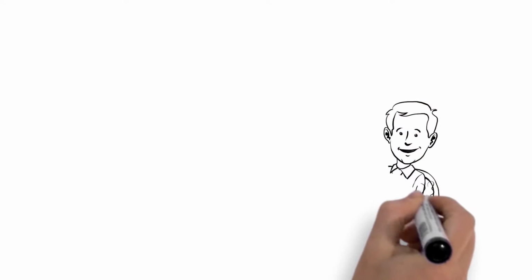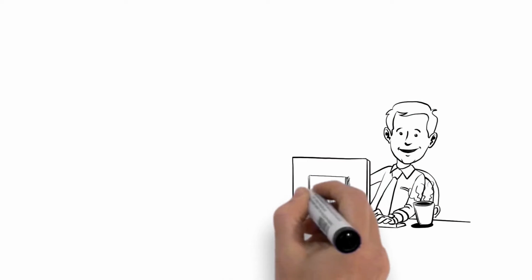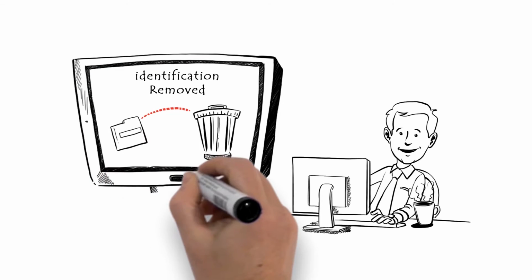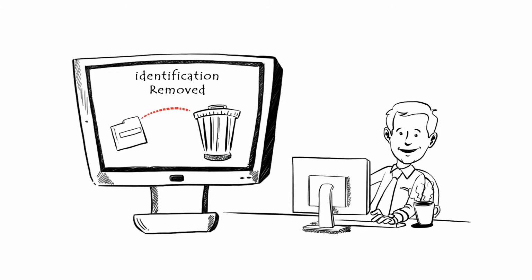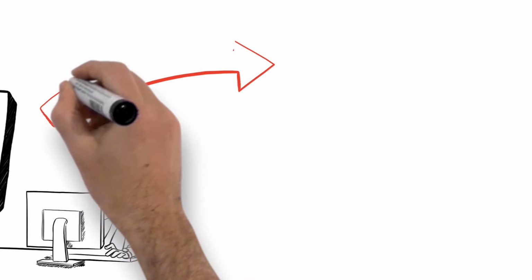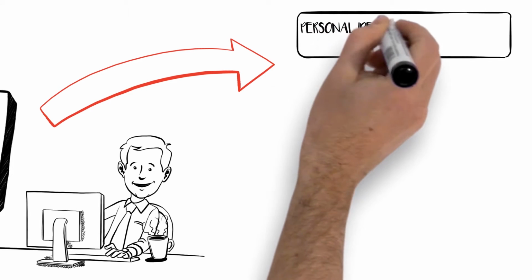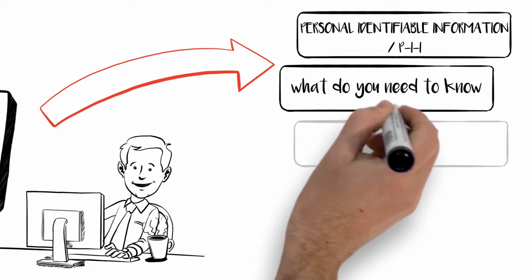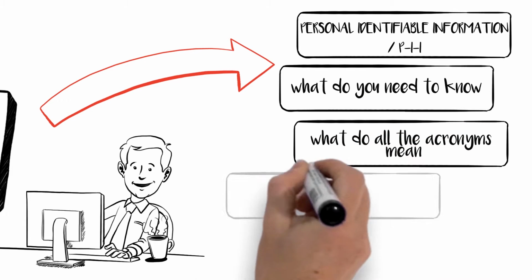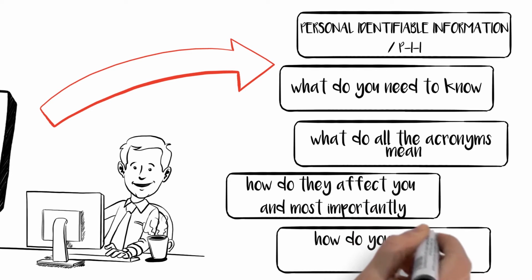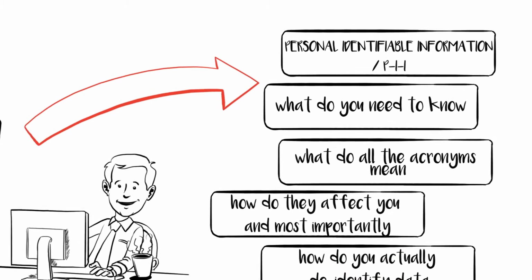Data de-identification. It's the process of removing someone's identity from a document. In an age where everything is stored online, it has become increasingly more important to protect your customers' data. But when it comes to removing a person's personal identifiable information, or PII, what do you need to know? What do all the acronyms mean? How do they affect you, and most importantly, how do you actually de-identify data?